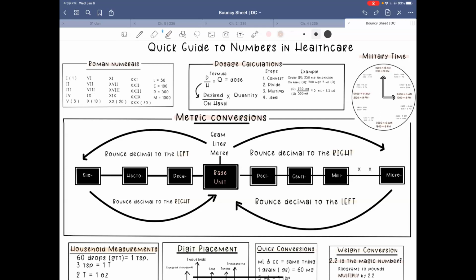Moving on from there, you have a big centerpiece, which is the metric conversions part. Sometimes you'll hear me refer to this sheet as the bouncy sheet, and this is why students ended up naming it that. When I teach this in person, I give everybody this sheet and have them physically bounce their decimals or their pencils along these little boxes to help them learn to convert.